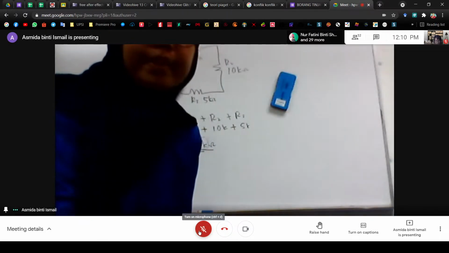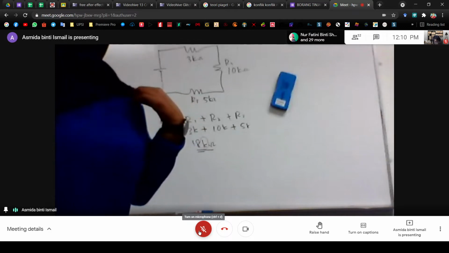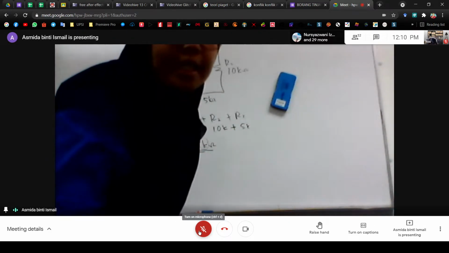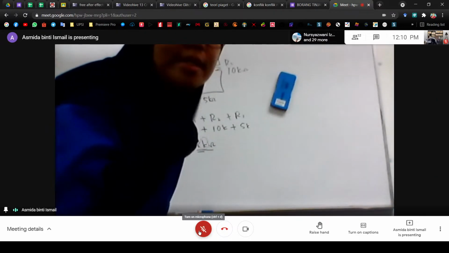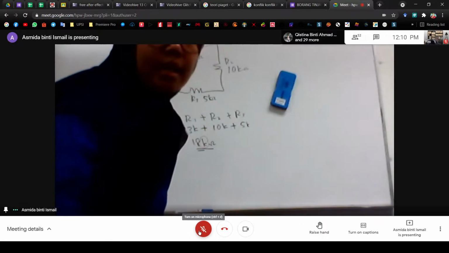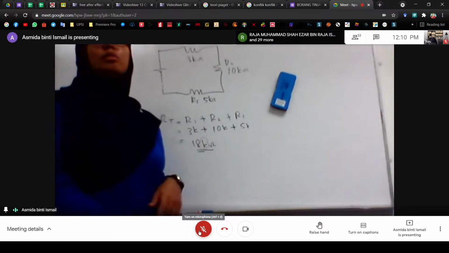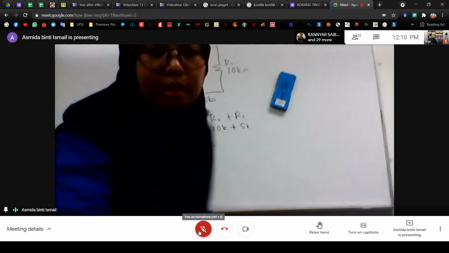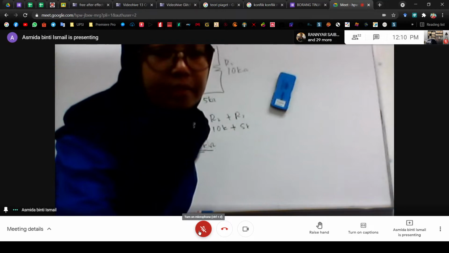Okay. Here is a parallel circuit. Okay. So for the parallel circuit, 6 ohm, 6 ohm and 6 ohm. Okay. R total is equal to 2 ohm. Tak payah, saya tak payah tunjuk kot ni. Okay.